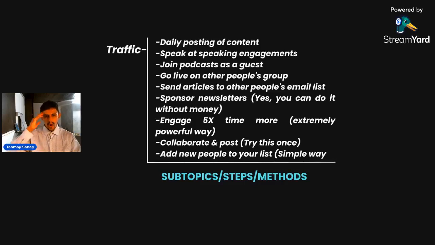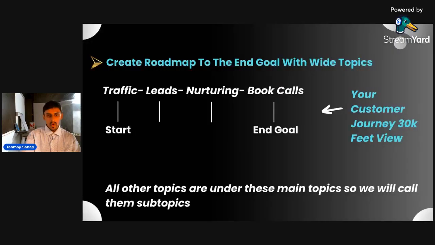So I have a lot of clarity about what I am doing and where my ideal customers stand. These are the subtopics, steps, methods inside one topic. So all you have to do, let me repeat, is create a roadmap to the end goal with wide topics. This is a wide topic: traffic, leads, nurturing, book calls.